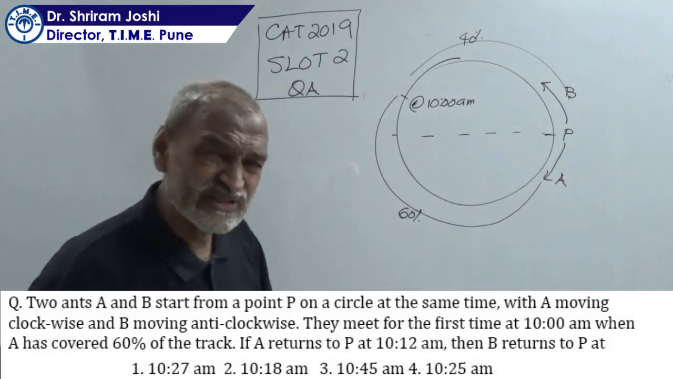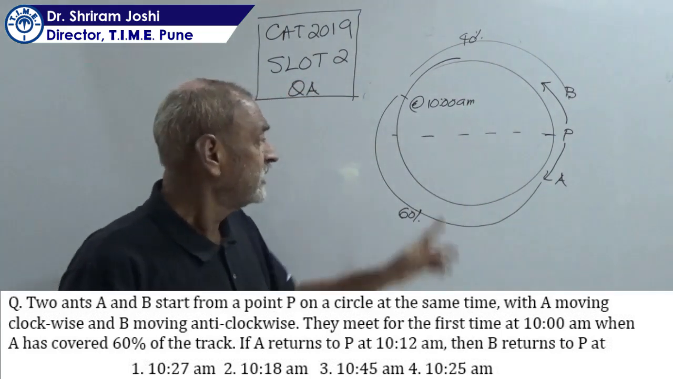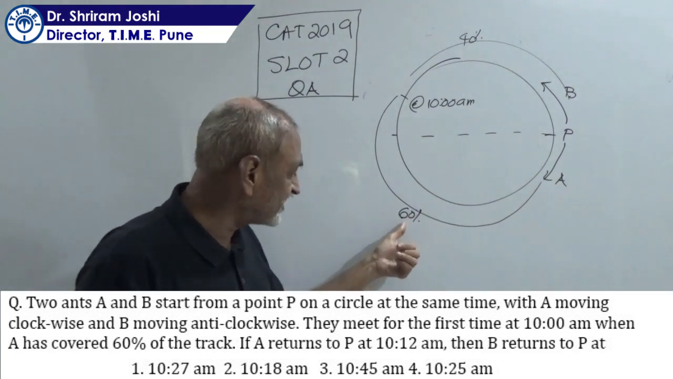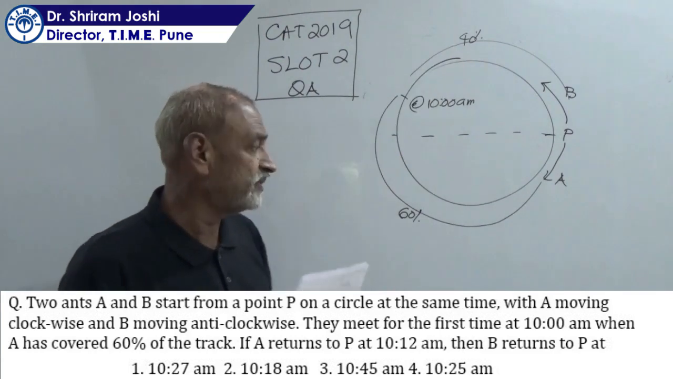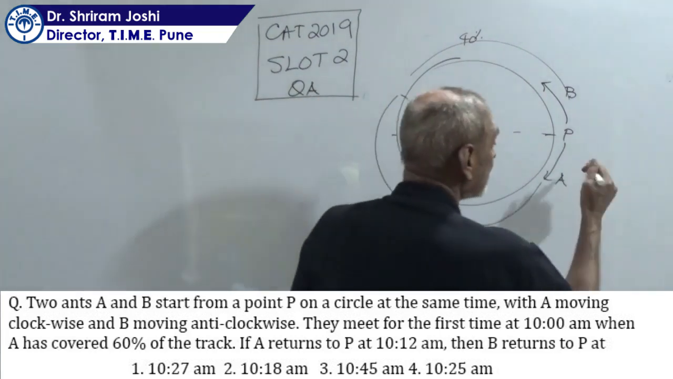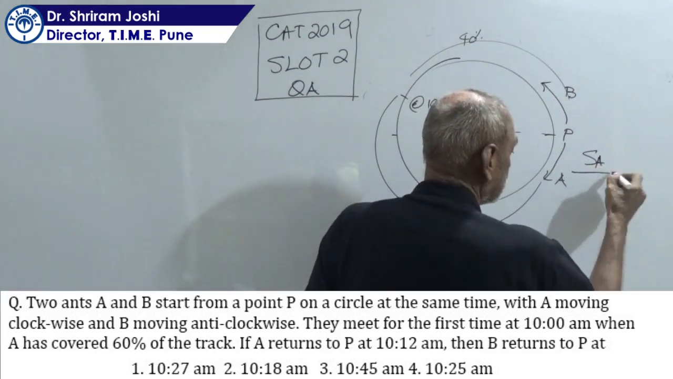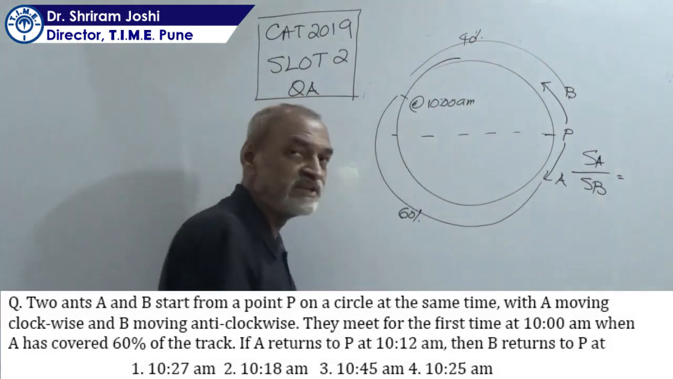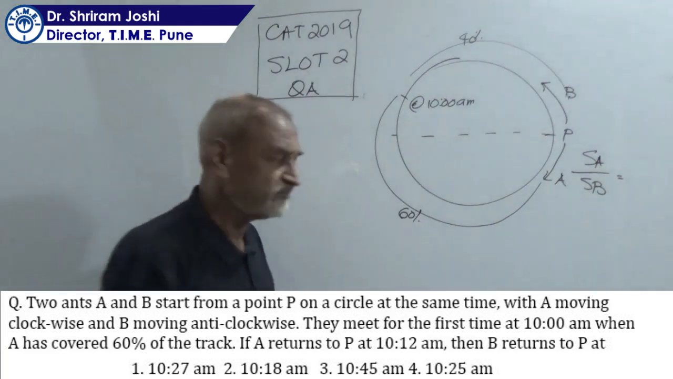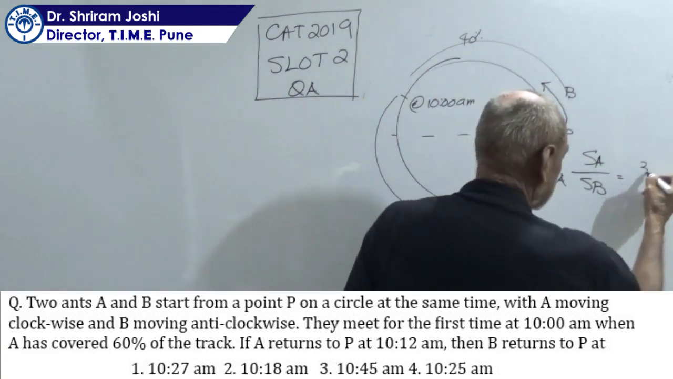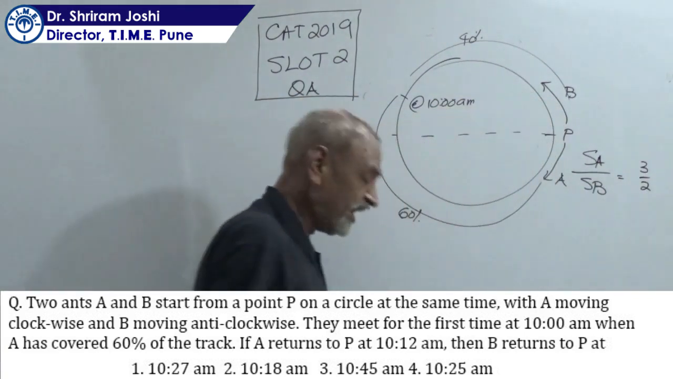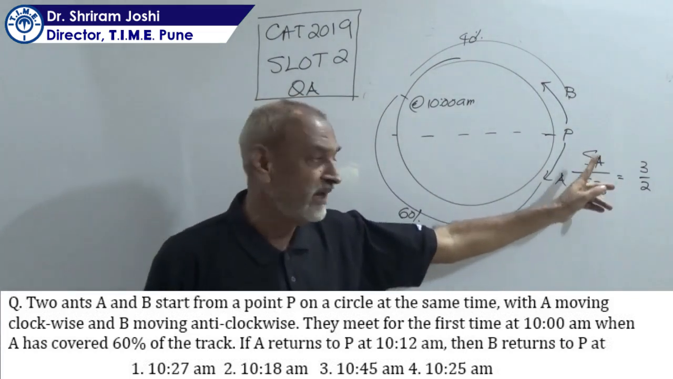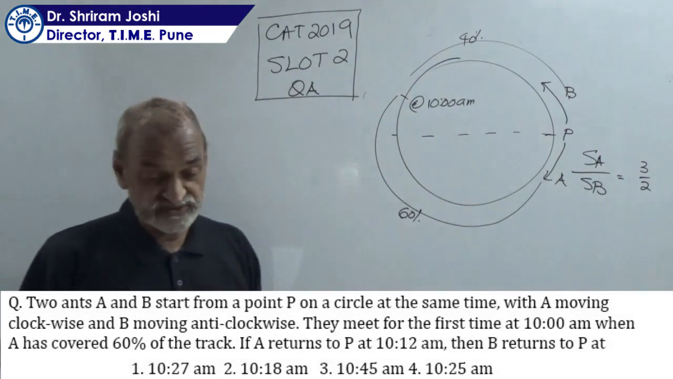What do we learn from this sentence? In the same time, wherever they started, A has covered 60%, B has covered 40%. The speed of A to the speed of B has to be in the ratio of the distance covered, because time is the same. So 60 by 40. A is 1.5 times faster than B.